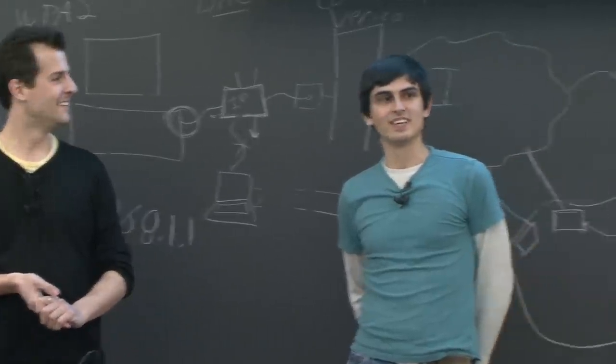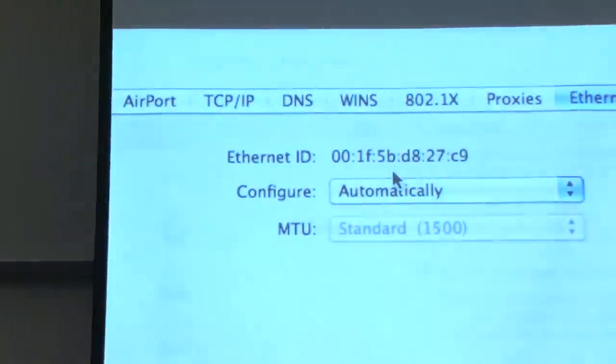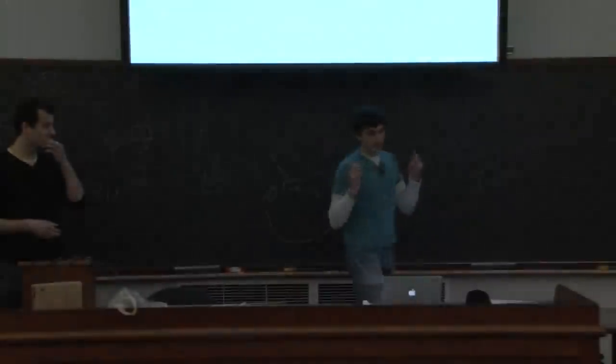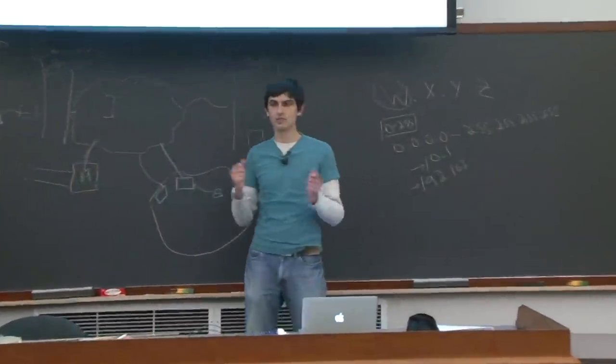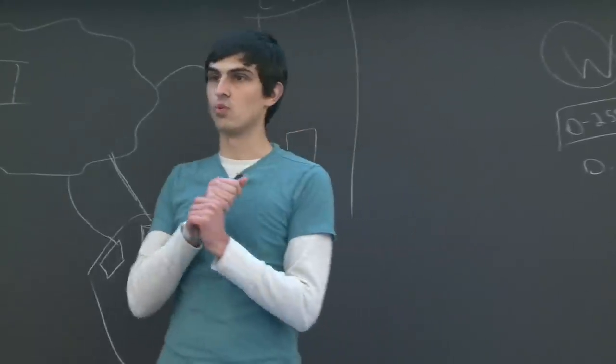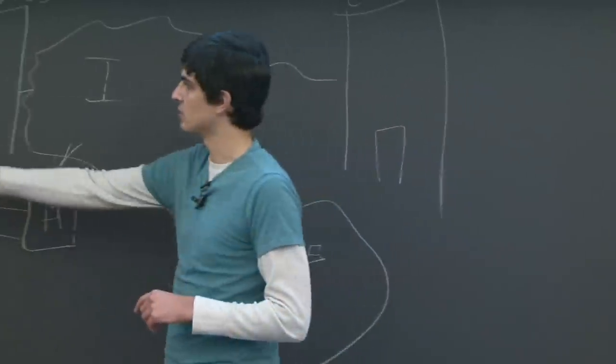So just to make this Ethernet ID more concrete, you can see an example, like this one is mine. You don't really have to remember it. And it always is the case that each one is unique to a computer. So not only do you have an Ethernet ID for your wireless adapter, but you might also have one for the wired connection that you have here.